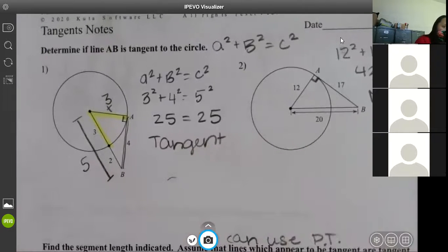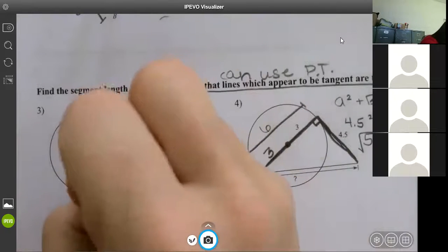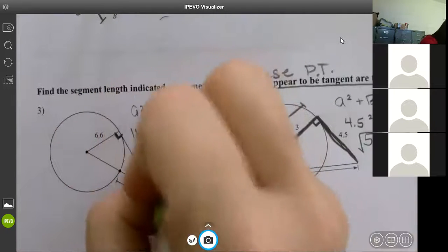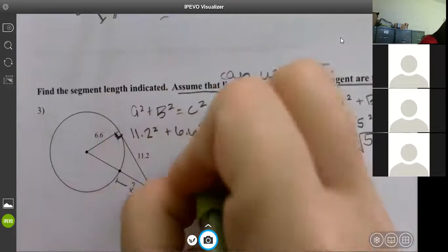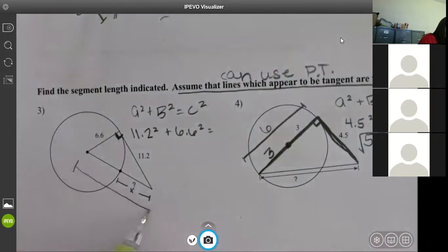We do have A, which is 11.2. We do have B, which is 6.6. But remember, I need the full length, not just the X. I need the full length. So how would I get that? Once I teach you, you'll be good.